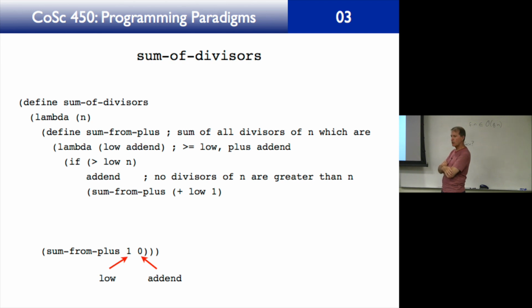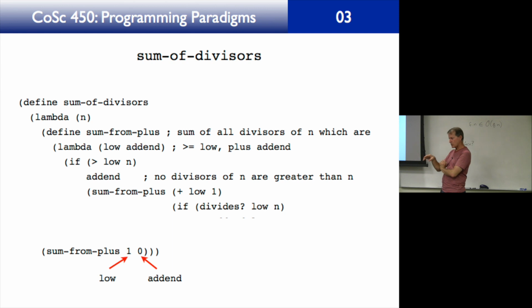Yeah, we have to see if low divides n. Okay, so that's if low divides n. Now if that's true, what do we have to return? Sum from plus low 1 and plus add-n low. No, we're calling sum from plus. I don't think we return another sum from plus. Would be plus. Are you with me?